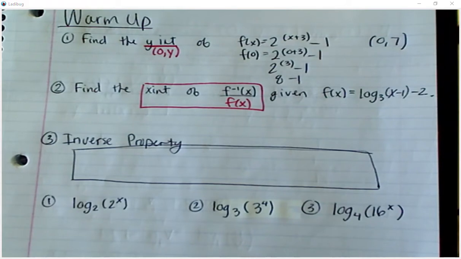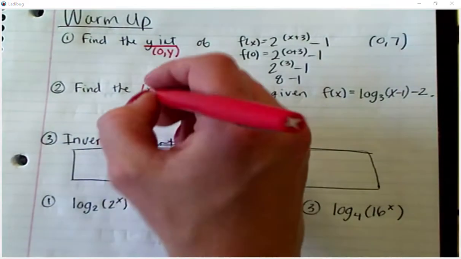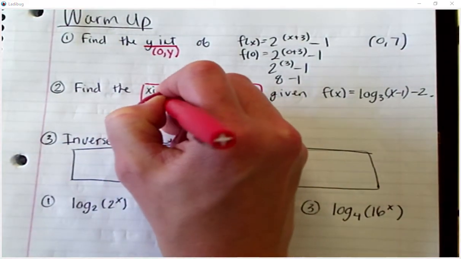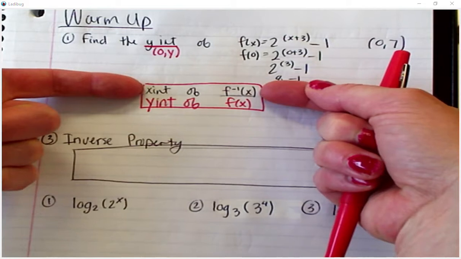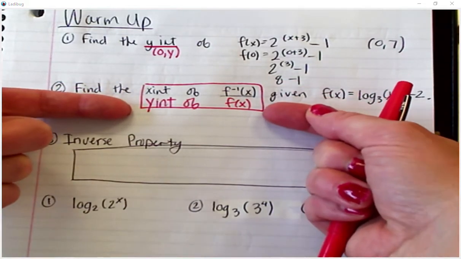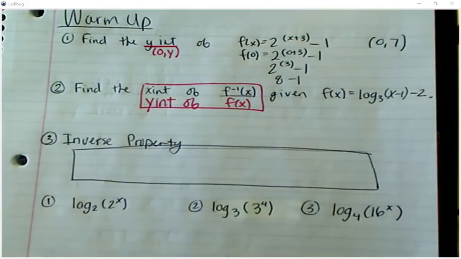What switches on inverses? X and y. Anything for x and y switches. So if you can translate this statement about an inverse to this statement about the original, you're going to be finding a point that you can use. All right, keep going.